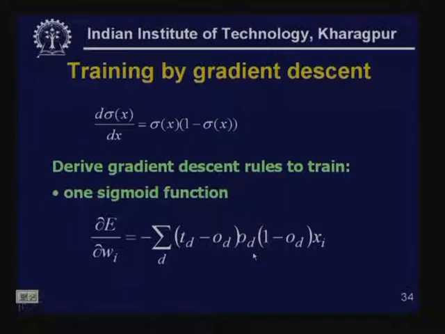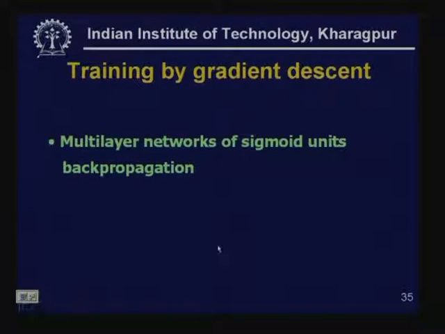Now, we have seen that we have been able to derive the gradient descent rule for one sigmoid function, and we have seen that del E by del Wi is minus of sigma over d Td minus Od into Od into 1 minus Od into Xi. Now, what if we have multiple layers of sigmoid units? If we have multiple layers, we will use a technique which we call back propagation.